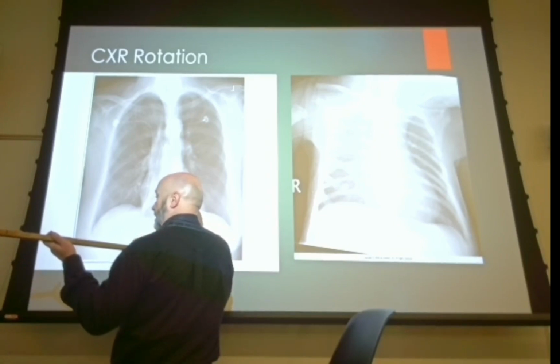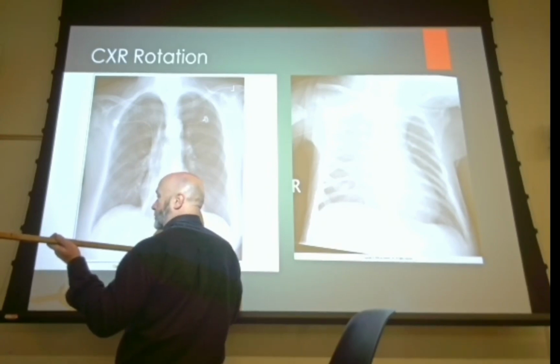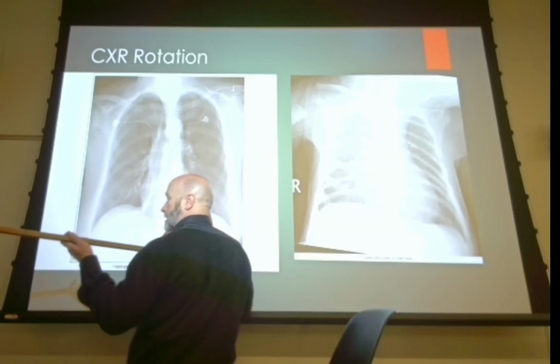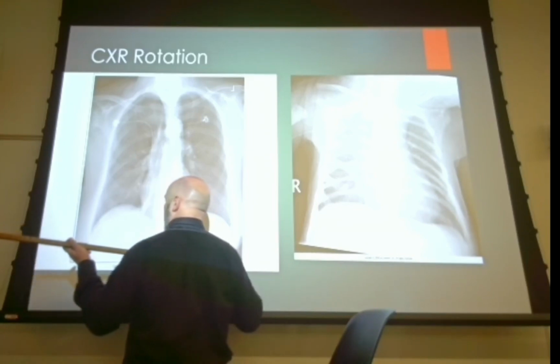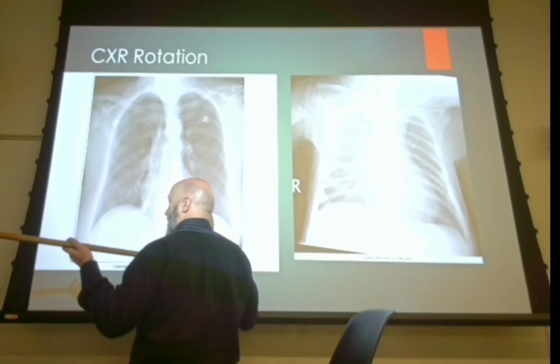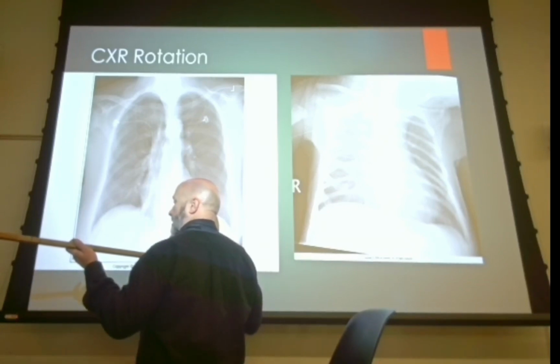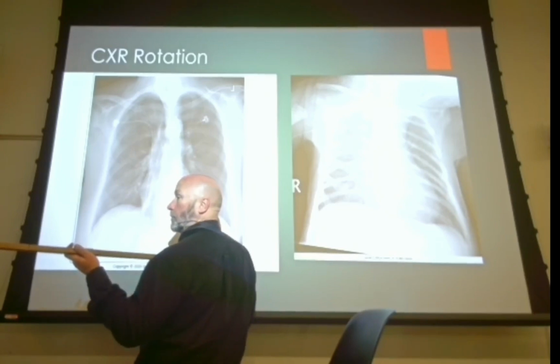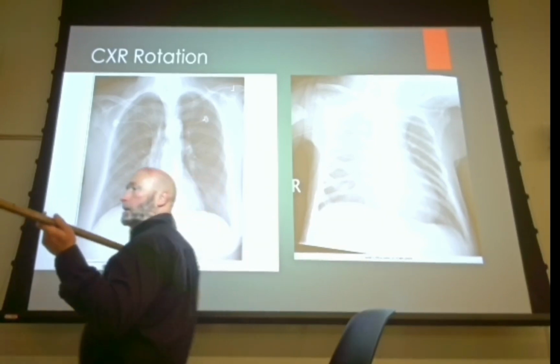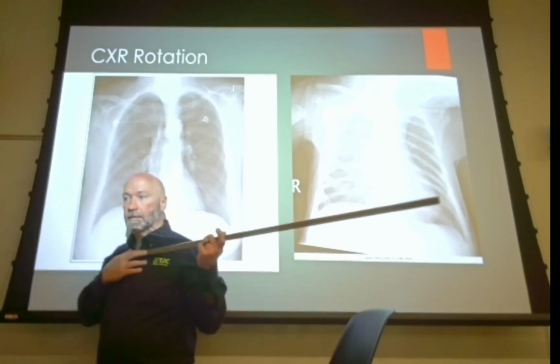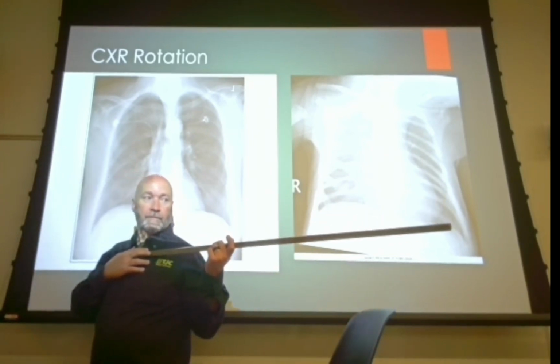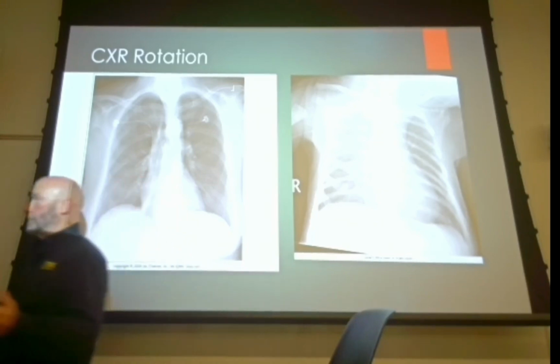Left, left, right? Correct? All right. So which one's going to have more superimposition, my left or my right? My right, exactly. So if you're shooting PA and you have rotation, whichever side is closest to the image receptor is which way you were rotated towards, or whichever clavicle has more superimposition is which way you were rotated towards. On your APs, it's going to be the other way around. So clavicle and rotation.